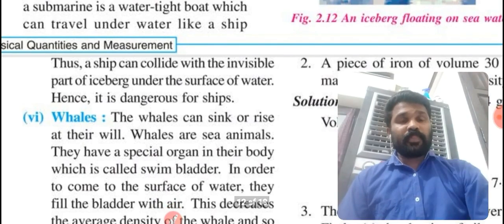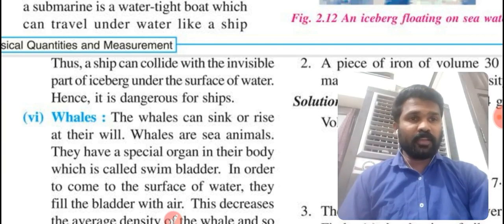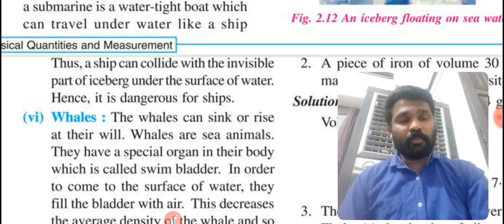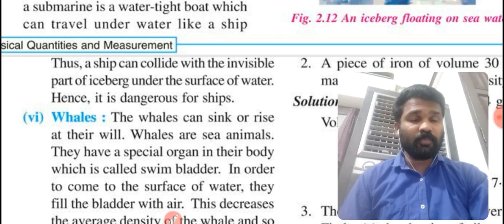That's why a ship can collide with an invisible part of an iceberg under the surface of water. Hence, it is dangerous for the ship. This iceberg is very dangerous because the bigger part of the ice will be inside the water. Those who are driving the ship won't see it. They have to drive the ship very carefully.